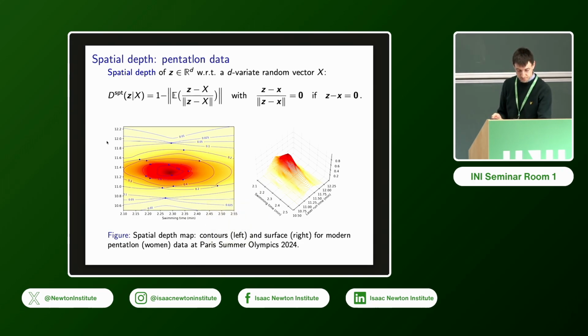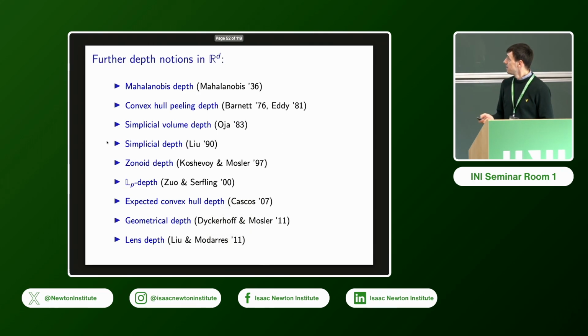Now let's see what else we can have. So we can have more depths actually. These are notions which are, say, my personal selection. I don't say that there are other notions that I think are not important. It's just me who put these on the slide, right? These ones are being used, and they're actually useful, like Mahalanobis depths, convex hull peeling depths, simplicial volume depths, simplicial depths, zonoid depths, Lp depths, expected convex hull depths, geometrical depths, and lens depths, or beta-skeleton depths as a generalization.